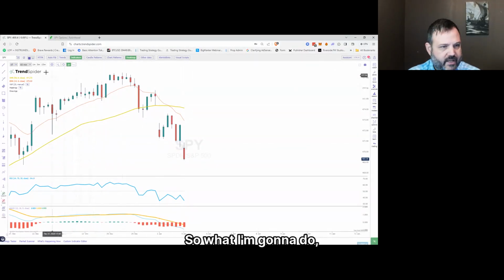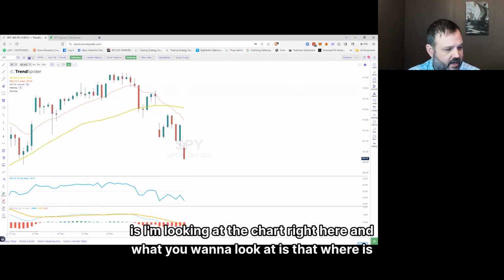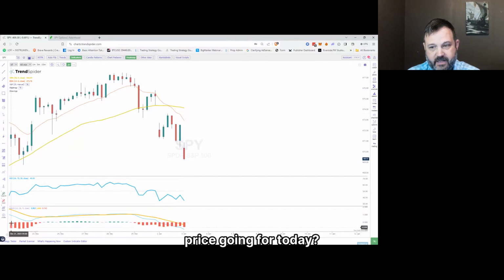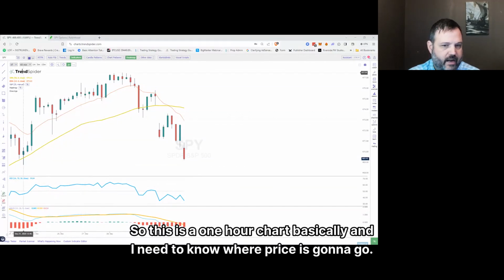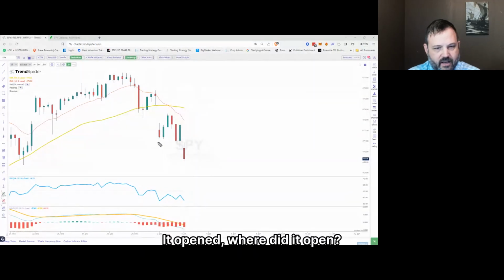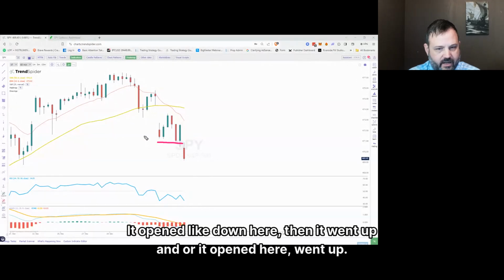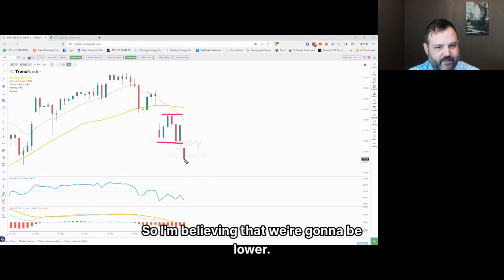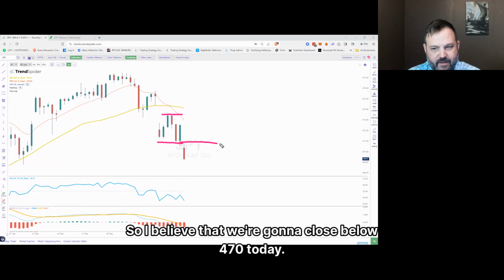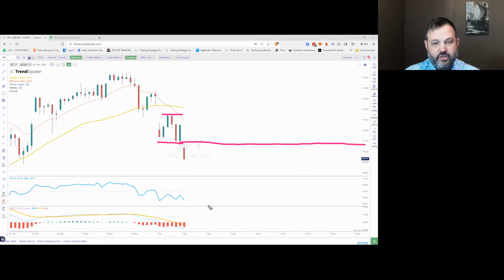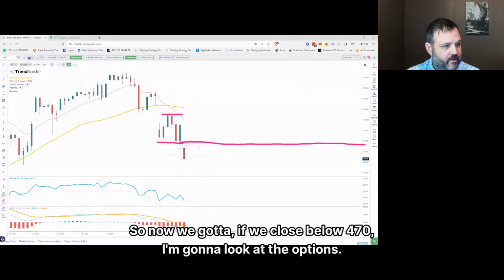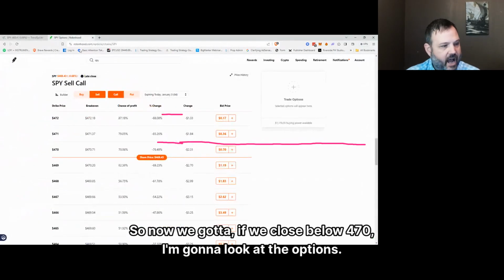So what I'm going to do is I'm looking at the chart right here, and what you want to look at is where is price going for today, because it's a one-day strategy. So this is a 1 hour chart basically, and I need to know where price is going to go. It opened, where did it open? It opened like down here, then it went up, or it opened here, went up, and then now it's headed lower. So I'm believing that we're going to be lower. So I believe that we're going to close below 470 today. So that's where I'm going to trade.